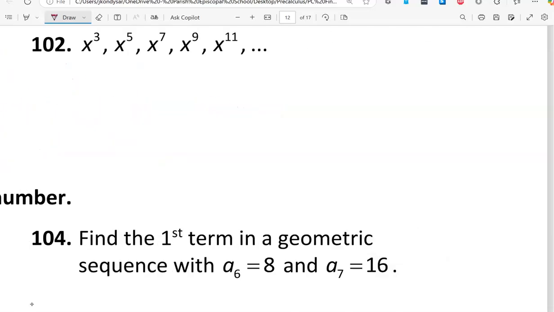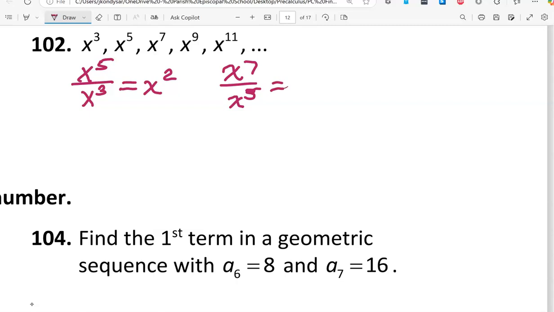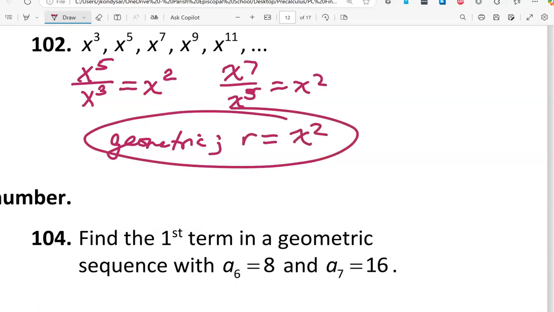In 102, this is going to be a geometric sequence, and the reason is that if I take any term and I divide the term by the term before it, I get x squared. x to the 7th divided by x to the 5th is also x squared, and so on. So this is a geometric sequence with a common ratio of x squared.